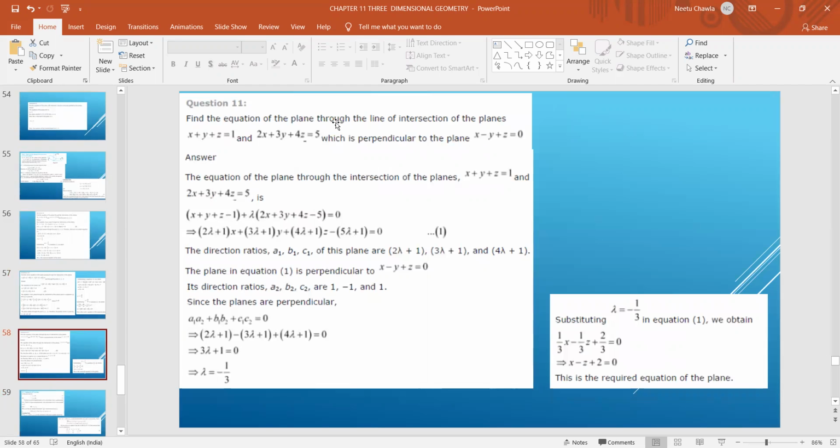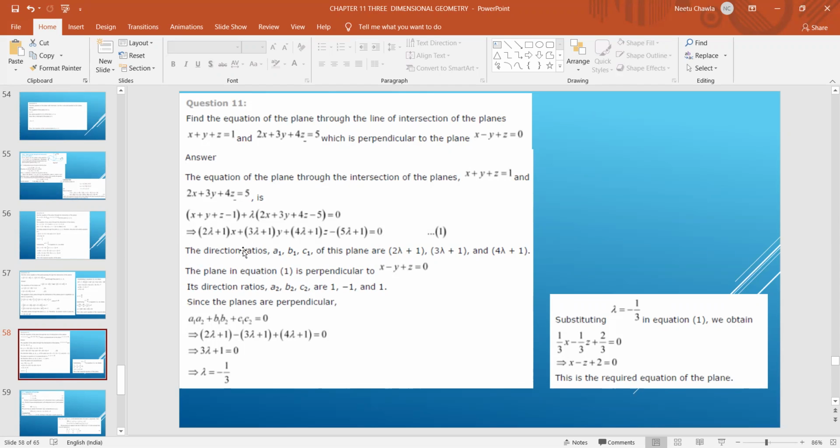Find the equation of a plane through the line of intersection of the planes. Again, the two planes are given in the Cartesian form, which is perpendicular to the plane x minus y plus z is equal to 0. Ultimately, intersection only. So this is the first plane, this is the second plane. Putting into the equation of first plane plus lambda times second plane is equal to 0, and solving it, collecting all the values for x, y and z.